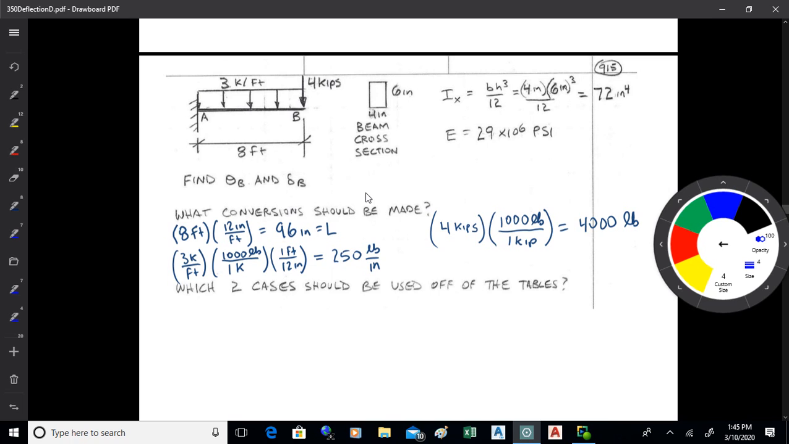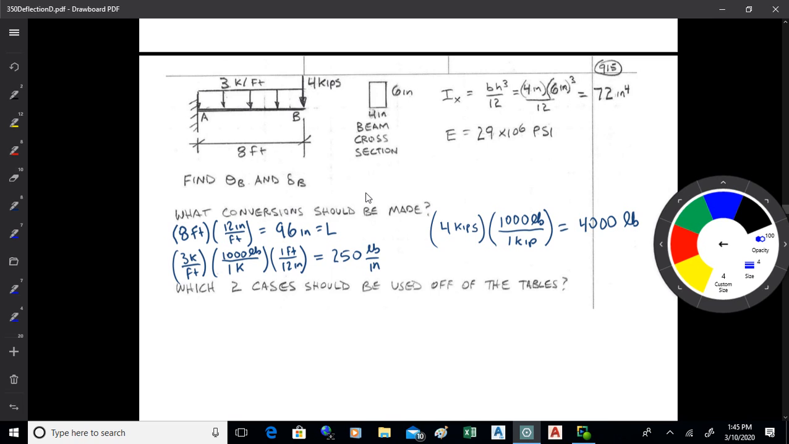So remember to convert everything into pounds and inches. And I mean everything too, okay? Because it's real easy, especially on those distributed loads, to forget to do that because we're so used to seeing pounds per foot or kips per foot. But that's got to be per inch to match everything else, okay? So just remember to get everything into pounds and inches.